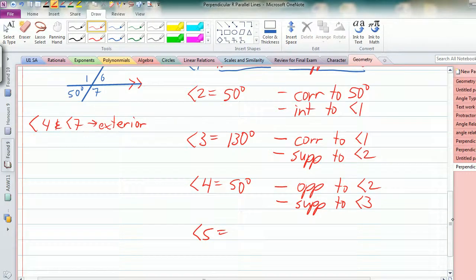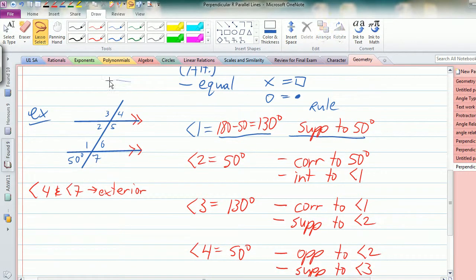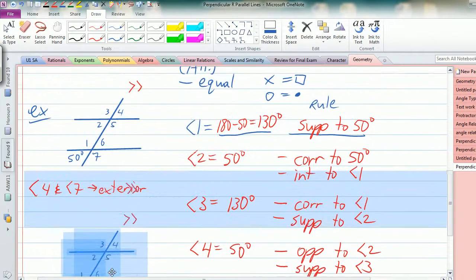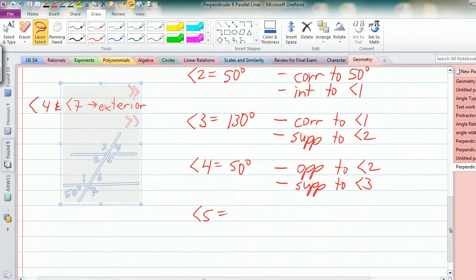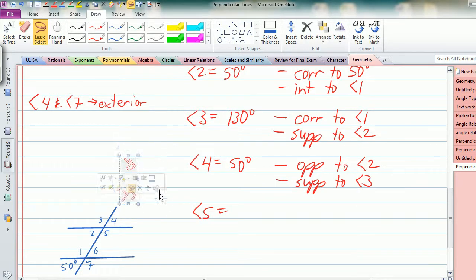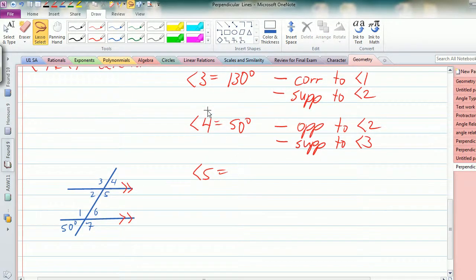What does it equal? Eden says 130. Is she correct? Yes, she is. Why? She says it's opposite angle 3. What else?